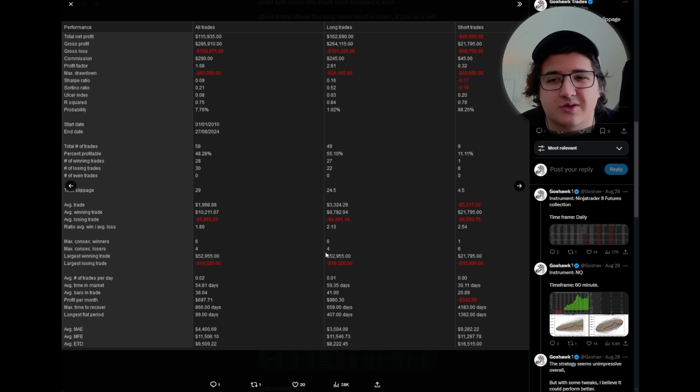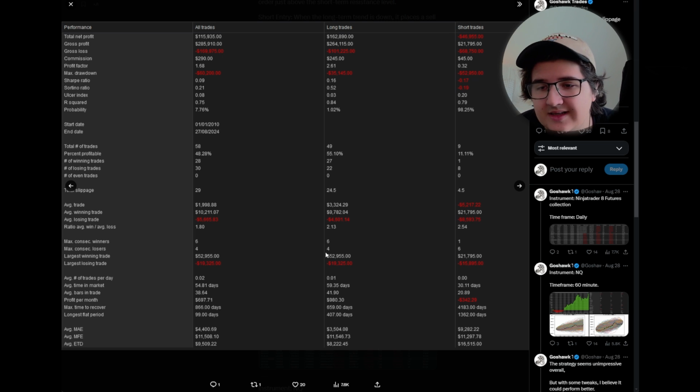And then here's the full result. We can see from the 2010 backtest, it made $115,935. We went into a max drawdown of 60,000, which is pretty high, and we only had a total of 58 trades. We had a win rate of about 48%, and you can see slippage is included here. Obviously, it's daily time frame, so it's not that much, and it was only using one contract, so realistically, you're probably not going to get much slippage at all.